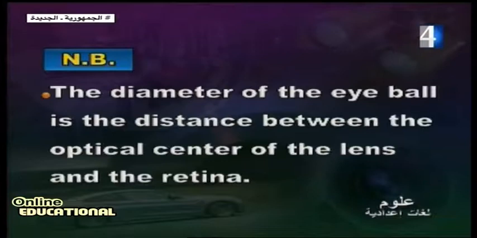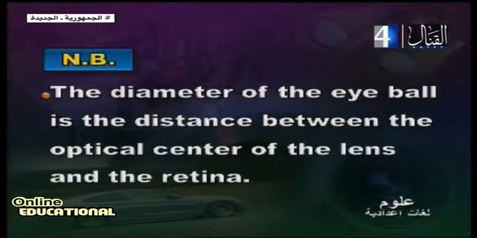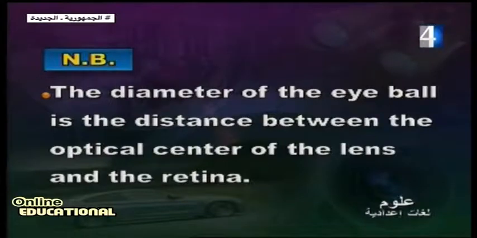Notebook. The diameter of the eyeball. What is the diameter of the eyeball? It is the distance between the optical center of the lens that lies in the front of the eye and the retina. So the diameter of the eye is determined by the distance between the optical center of the eye lens and the retina. Of course, the retina is the screen of the eye.